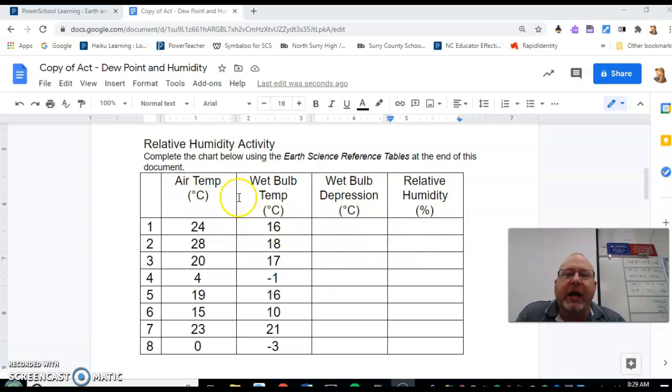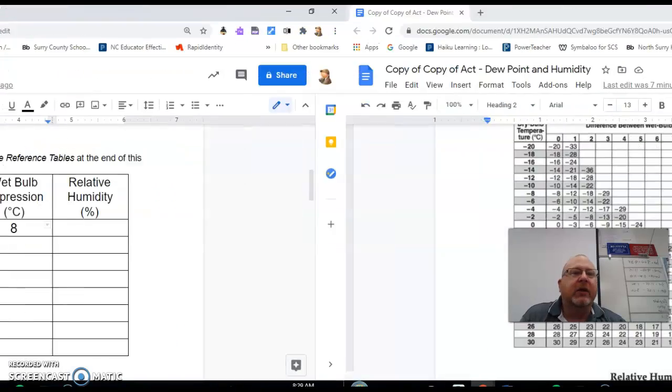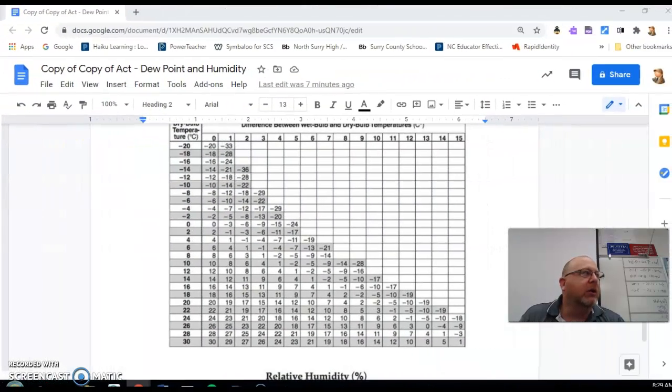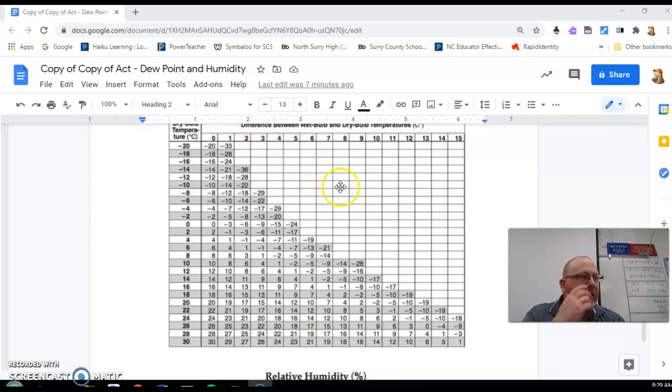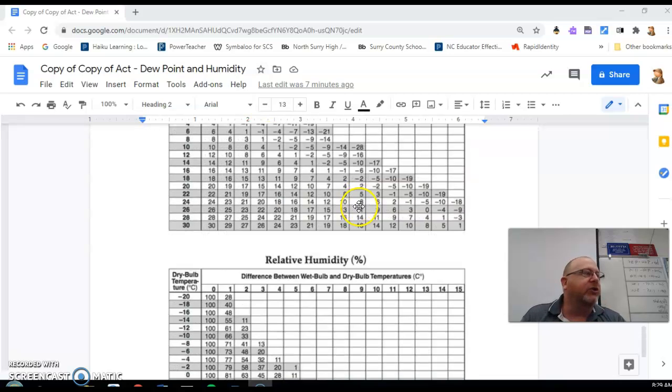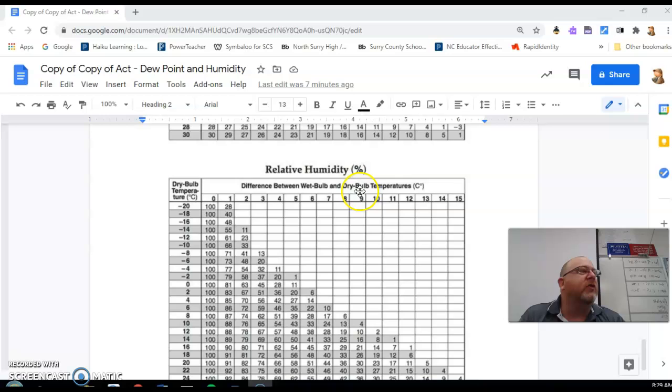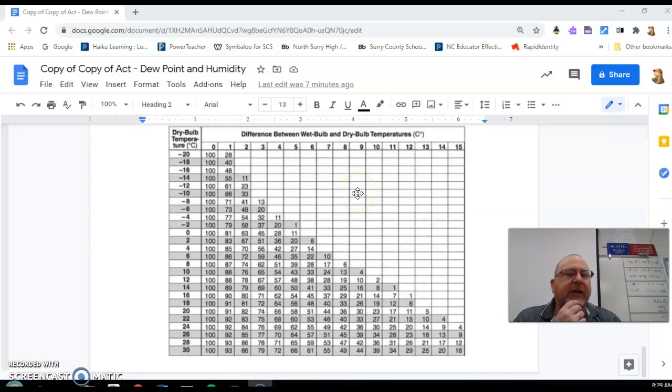You subtract your dry temperature, or your air temperature, which is your dry bulb, from your wet bulb temperature. So 24 minus 16 is going to be 8. This time, instead of using the dew point chart, I'm going to make sure that I'm on the relative humidity chart. So my numbers are slightly different.